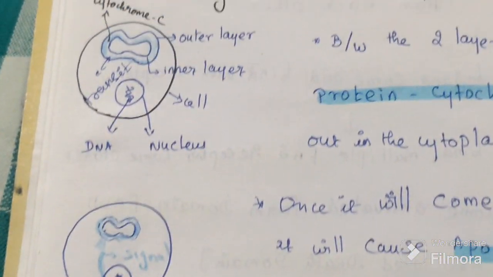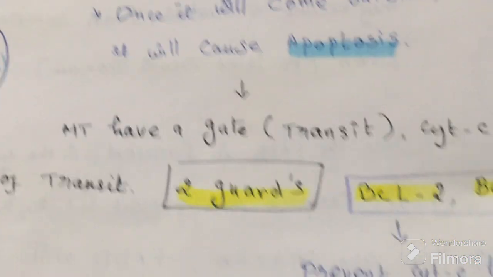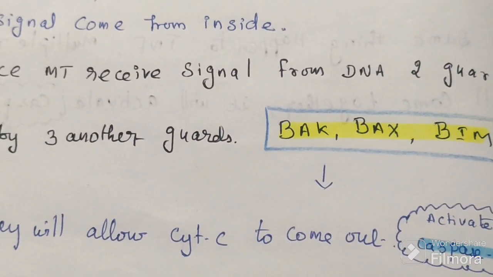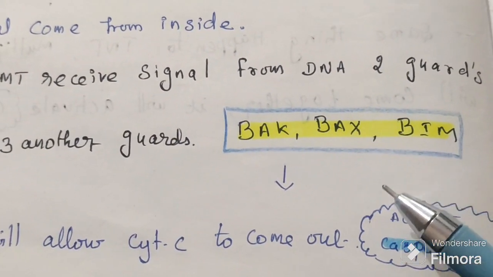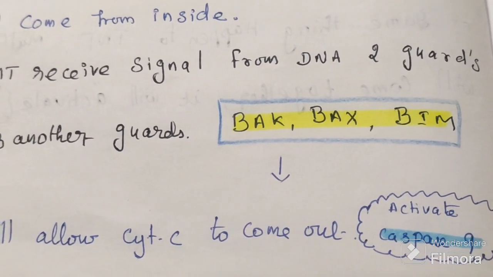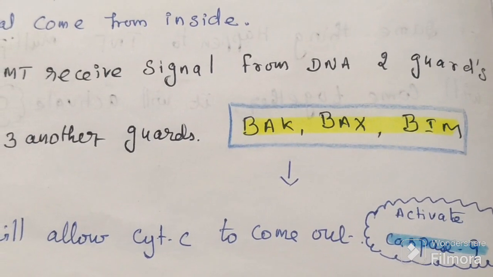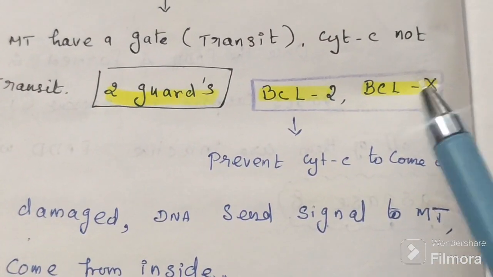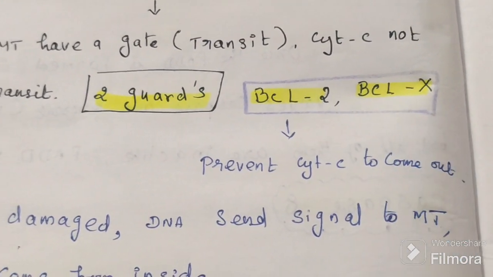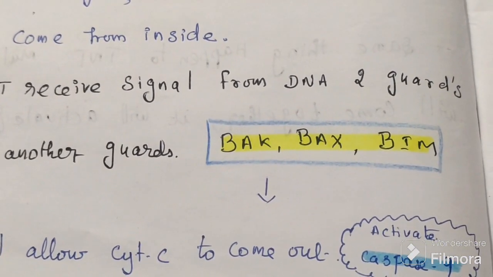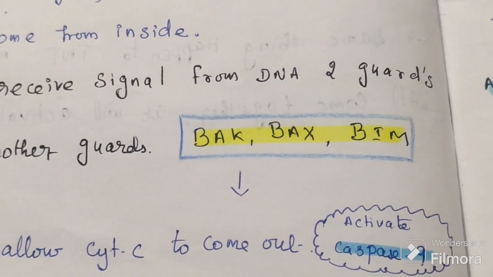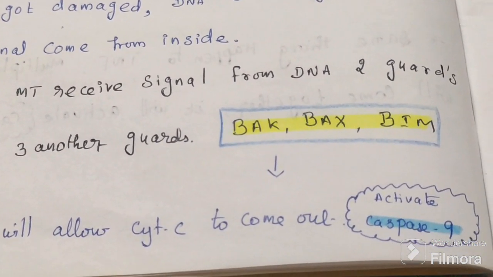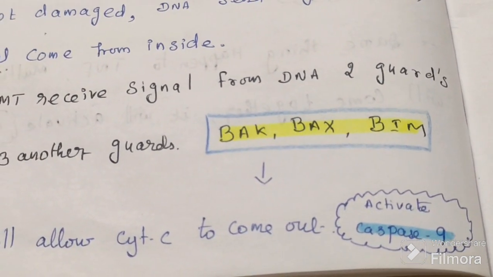Once the mitochondria receive that message, a signal from DNA, the two squads are replaced by three new squads. What are the three new squads? BAX, BAK and BIM. These are pro-apoptotic squads. They will open the door and allow cytochrome C to come out. These two squads are called anti-apoptotic proteins. These three squads are called pro-apoptotic proteins. So now it allows cytochrome C to come out. What will it do? It will activate caspase enzyme 9.